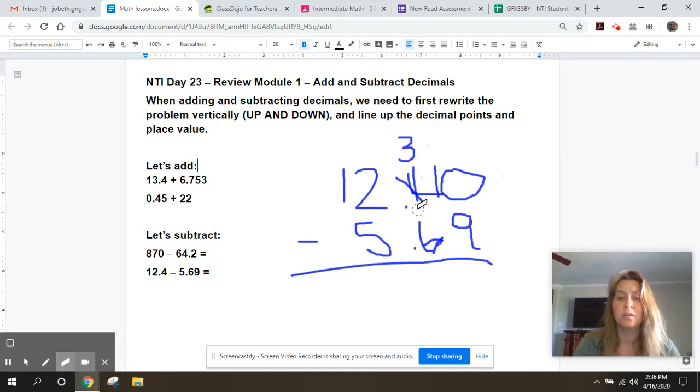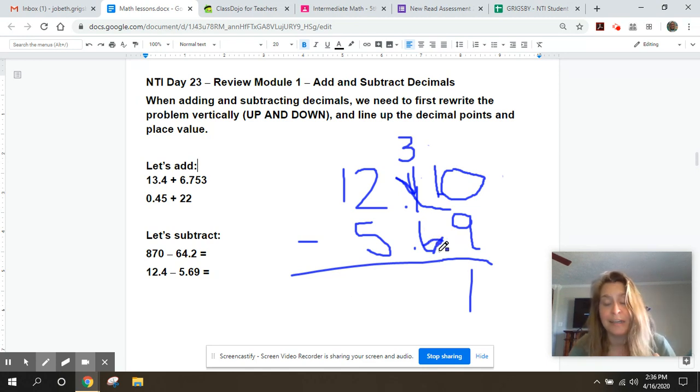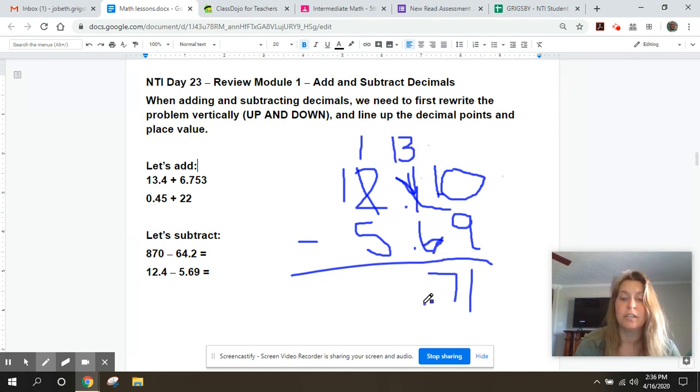Let me fix that a little bit. Sorry about that. Okay. 10 minus 9 is 1. 3 minus 6 is -3. You're not in that math world. You need that number to be greater than this number so we can subtract. We're going to borrow 1, give 10. 13 minus 6 is 7. Decimal keeps its place value.